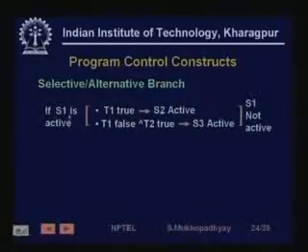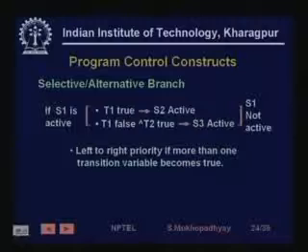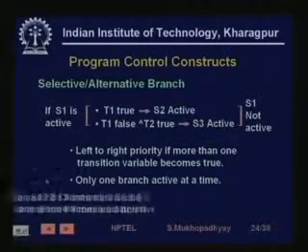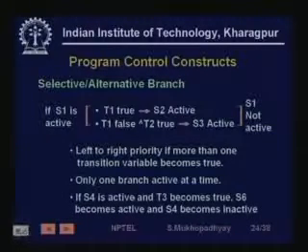So that was a selective or alternative branch, that is, the system can flow through either this branch or that branch, but not both simultaneously. As I said, if S1 is active and T1 is true, then S2 becomes active. If T1 is false and T2 is true, then S3 becomes active, and the moment S3 becomes active, S1 becomes inactive. Similarly, there is left to right priority, and only one branch can be active at a time. If S4 is active and T3 becomes true, S6 becomes active and S4 becomes inactive. Same thing.